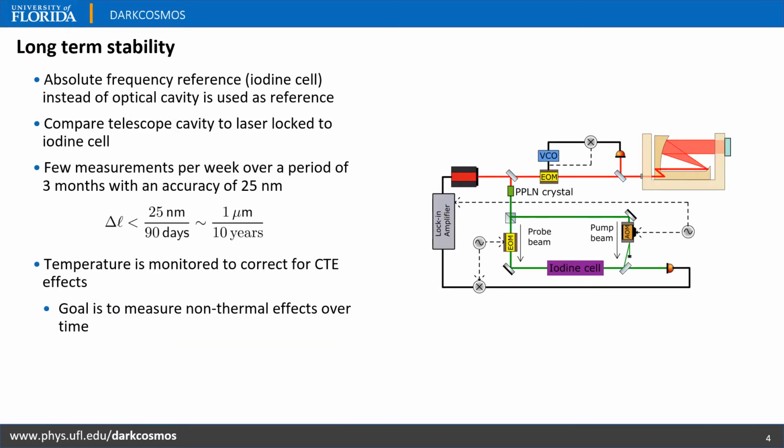The long-term stability measurement is similar to the in-band measurement, but here we're going to use an absolute frequency reference, an iodine cell, instead of an optical cavity as a reference. We're going to compare the telescope cavity to a laser locked to the iodine cell. And we're going to take a few measurements per week over a period of 3 months with an accuracy of 25 nanometers, which is equivalent to roughly 1 micrometer over 10 years. We're going to also monitor the temperature and correct for CTE effects, because the goal is to measure non-thermal effects over time, anything inherent to the material of the telescope. And here on the right-hand side, you see the schematic of the setup.